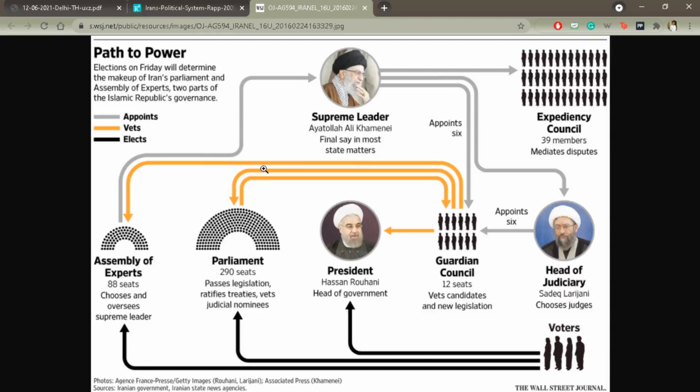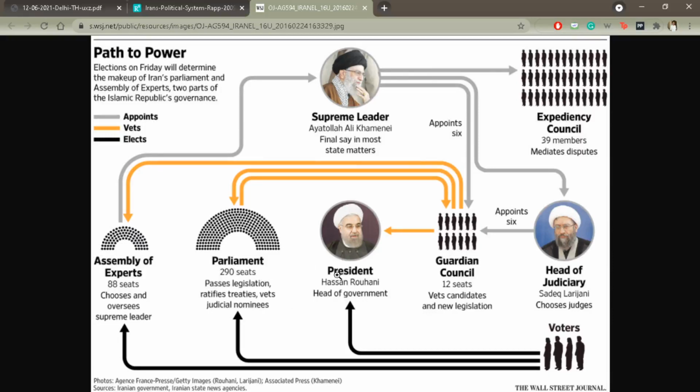It is all based on religious theocracy. That is, supreme leader Ayatollah Khamenei, he is a Shia Muslim. He appoints 6 to the Guardian Council. He appoints the head of judiciary. The head of judiciary appoints the other 6. Now, by virtue of head of judiciary being appointed by the supreme leader, these 6 appointments are also passive approval of the supreme leader himself. So he decides the Guardian Council. The Guardian Council then vets who can run in president, parliament and assembly elections.